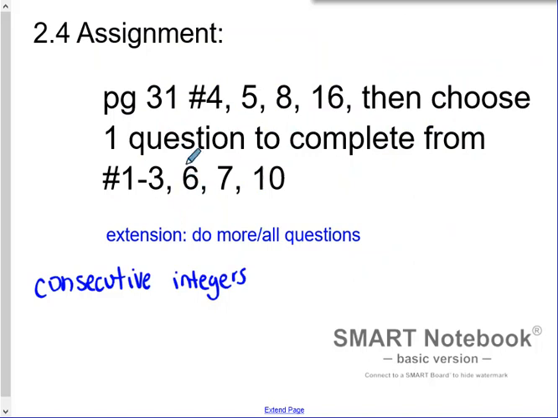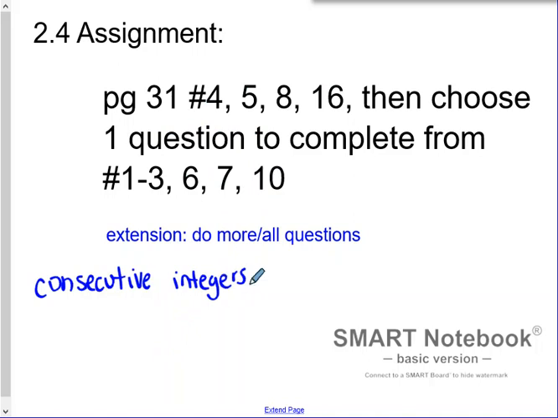So your guys' assignment is page 31. Numbers 4, 5, 8, and 16 you have to do, and then you're going to choose one question to complete from this set of questions. So 1 to 3, 6, 7, and 10. An extension is to do more or all of these questions instead of just one, just to be comfortable and get used to it. So if you have time left over, make sure you're doing more practice. Okay, but you do have to do these 4 questions and then one from here minimum.